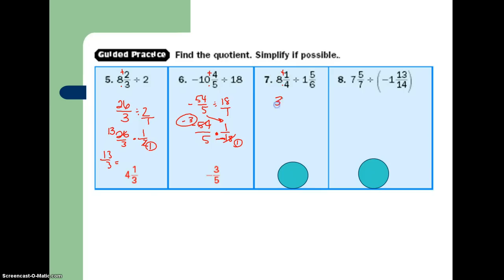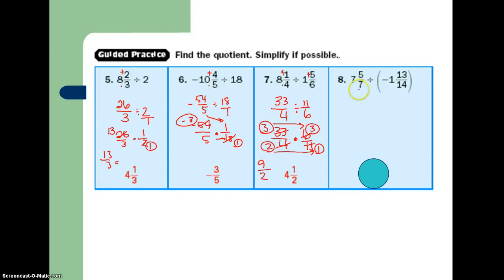Number 7: 32 plus 1 is 33 over 4. Divide by 6 times 1 plus 5 is 11 over 6. First one stays the same, multiply by the reciprocal. Divide out common factors. Three times 3 is 9. 2 times 1 is 2. This is going to be 4 1/2 when you simplify it to a mixed number.